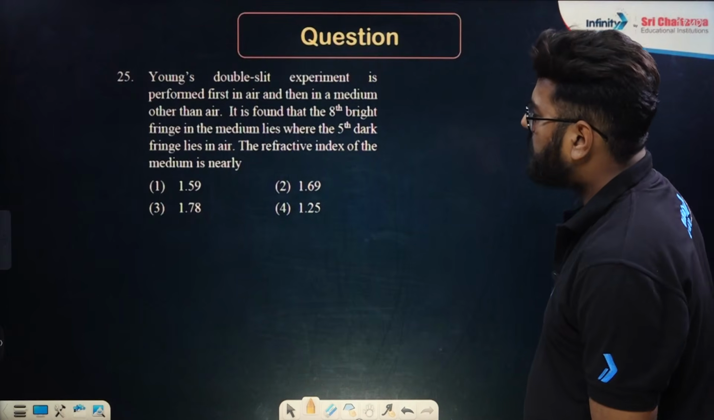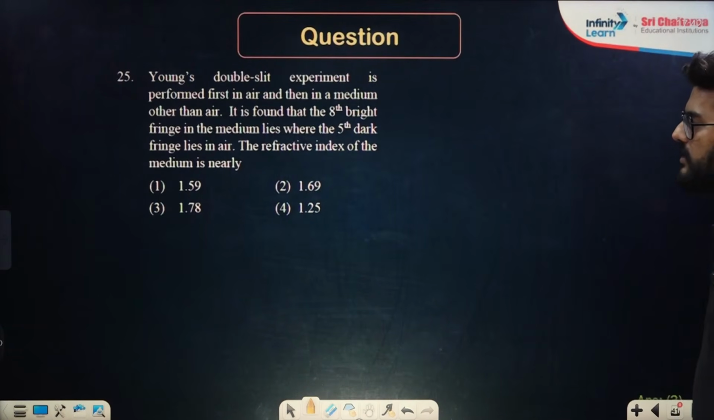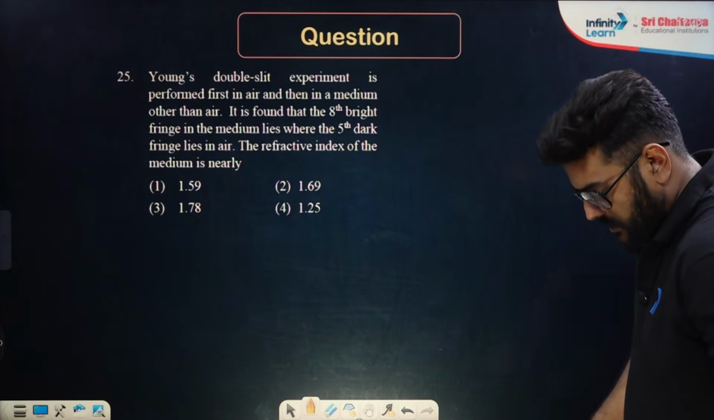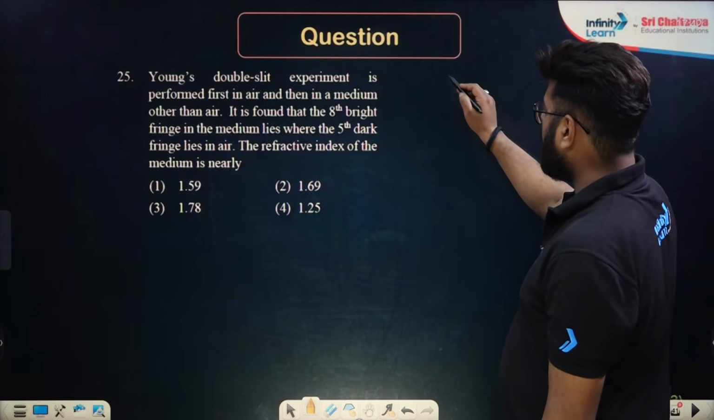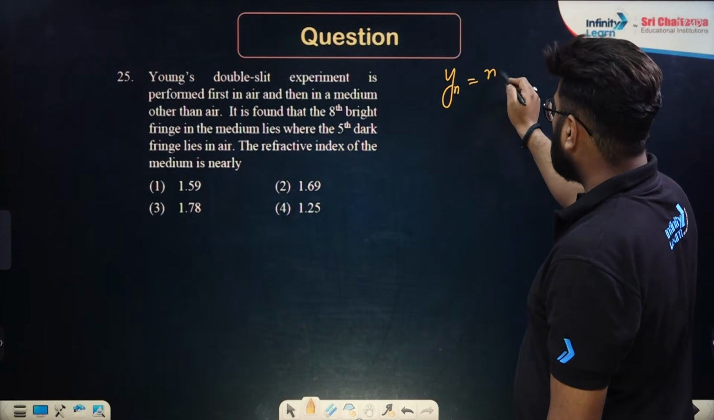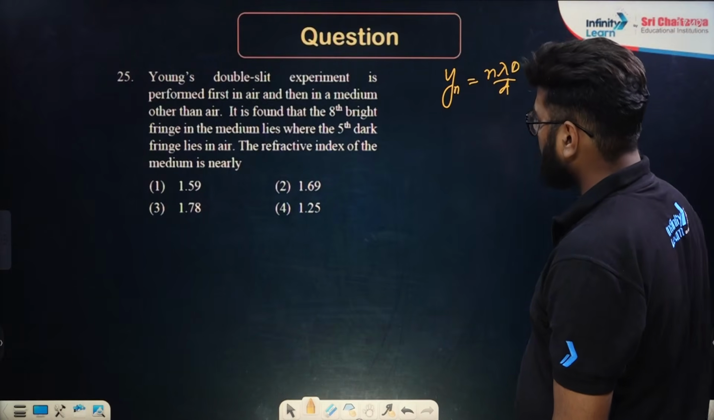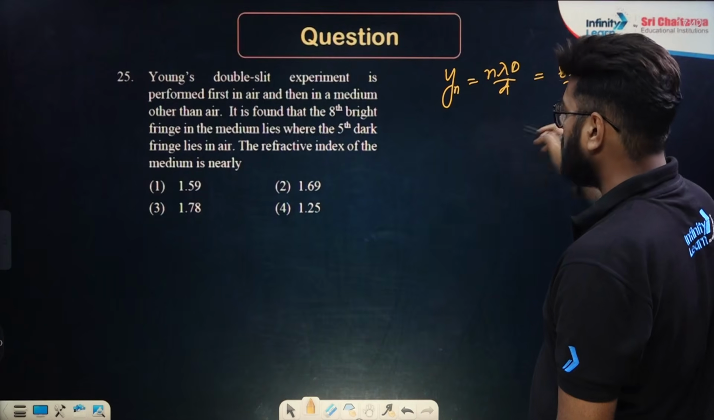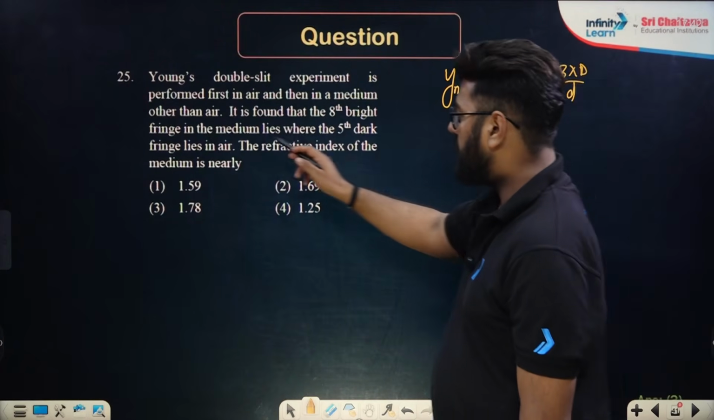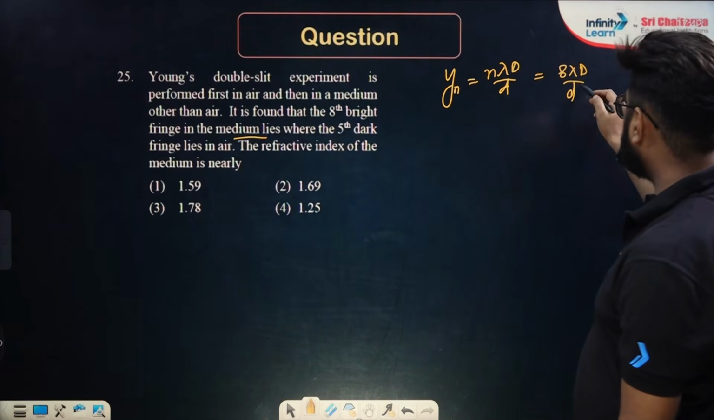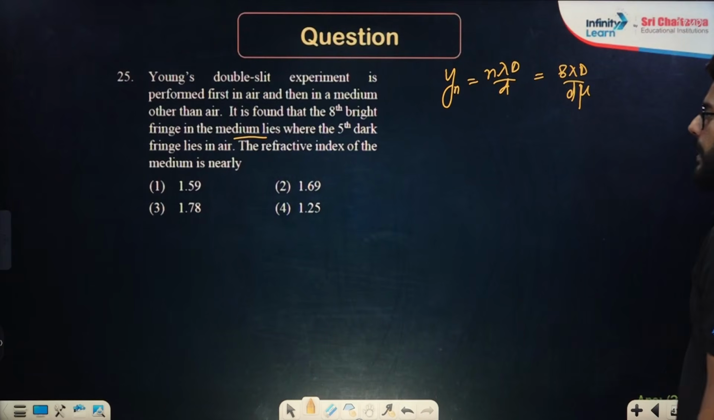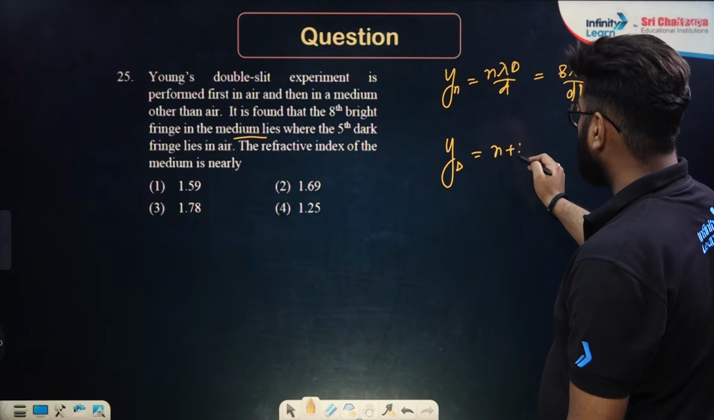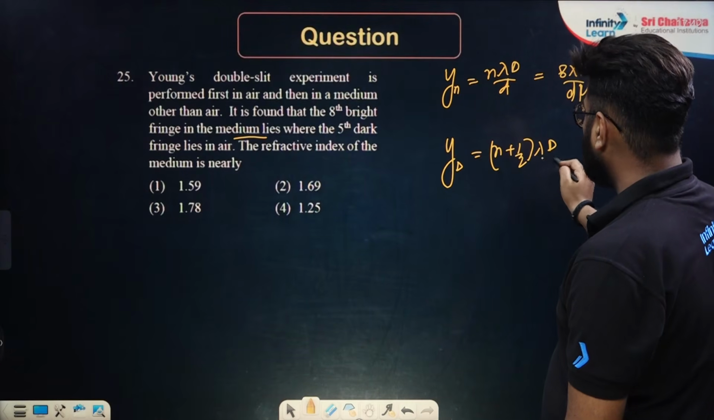Young's double slit experiment is performed first in air and then in a medium other than air. It is found that the 8th bright fringe in the medium lies where the 5th dark fringe lies. See, the position of the bright fringe is n lambda D upon d. So they're talking about the 8th bright, that means 8 lambda D upon d, and this is in the medium, so for the medium you will have to include the refractive index in the wavelength also, and this is basically for dark, it is (n plus 1 by 2) lambda D upon d.